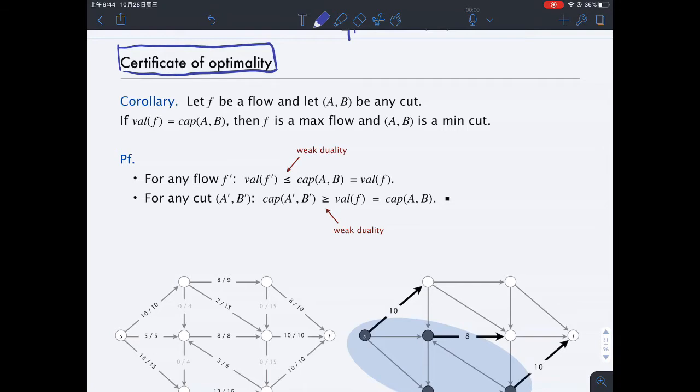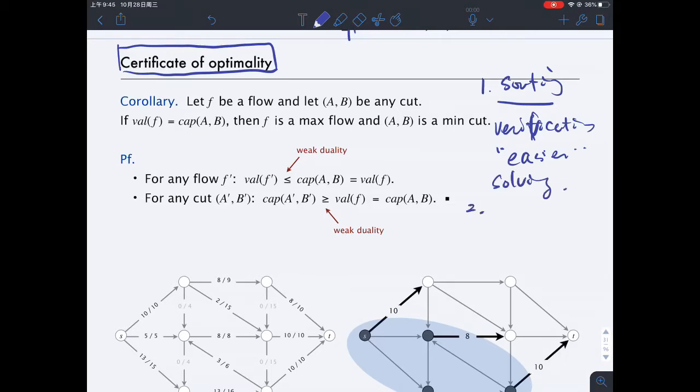So just now we examined the two examples, right? The first example is the sorting. In order to verify the correctness of sorting, the verification is actually easier than solving the problem itself, right? If I just want to verify whether the black box gives you a correct solution, it's called the verification. The verification is straightforward.